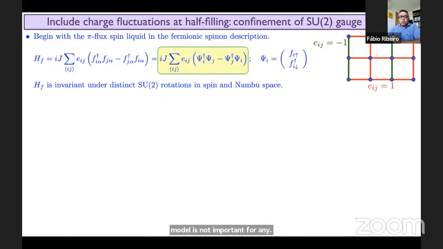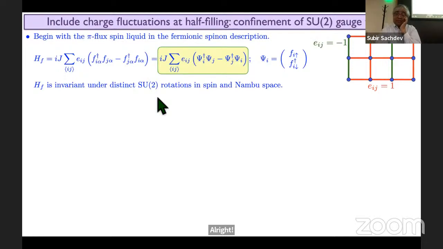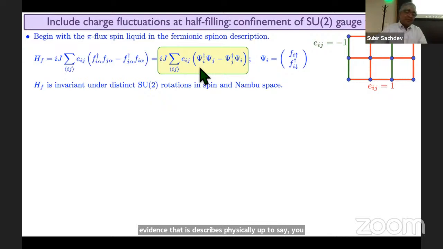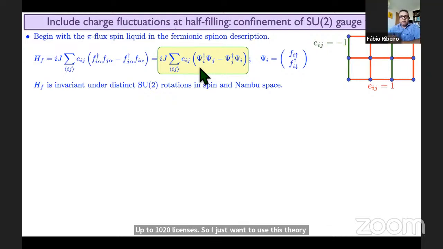Right. So my picture is, I want to start with this pi-flux phase, for which there's quite a bit of numerical evidence that it describes physics correctly on the square lattice, maybe near the critical point up to 10, 20 lattice spacings. So I just want to use this theory and ask what are the different instabilities of it. Maybe just wait a few minutes, you'll see where I'm going.